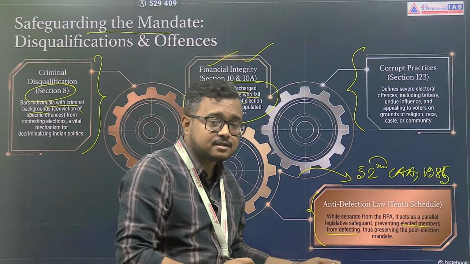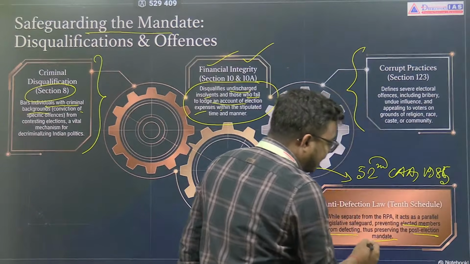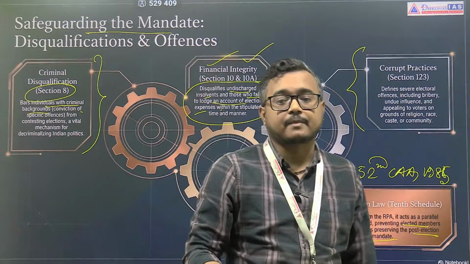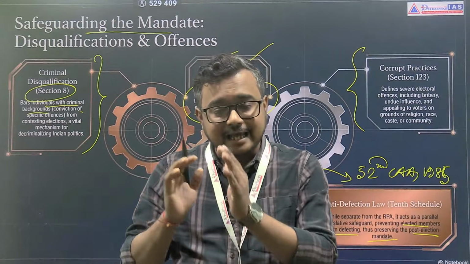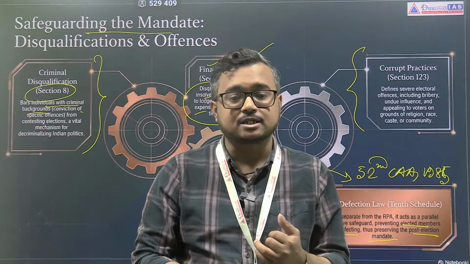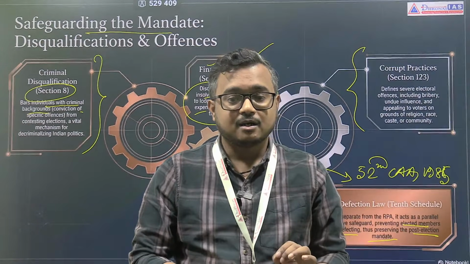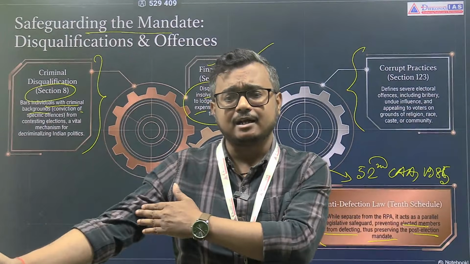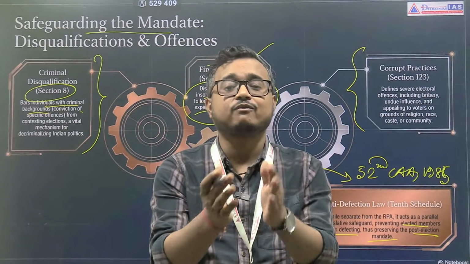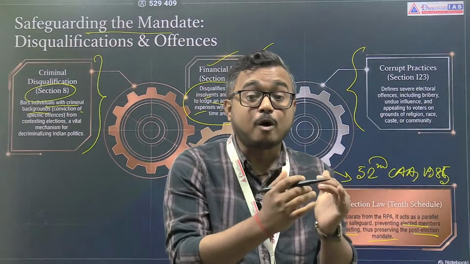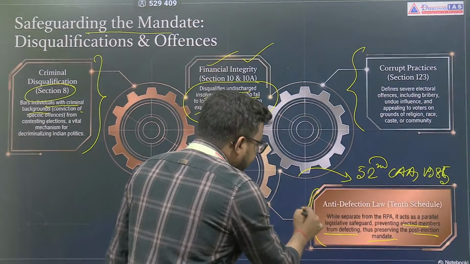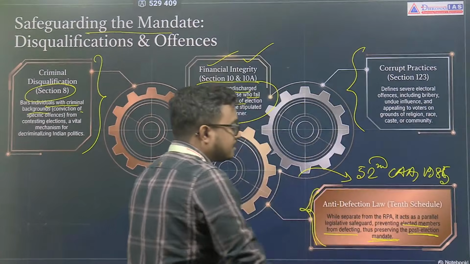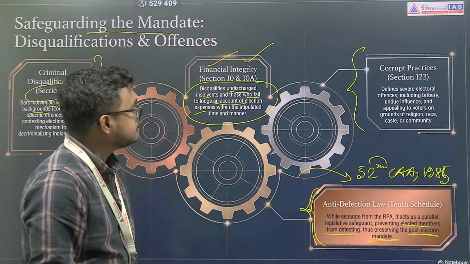And why is this safeguard there? It is just to preserve the post-election mandate. Suppose a particular constituency has chosen a member from a particular political party, say party A, and that member after winning the election has decided to join party B. This actually nullifies the entire mandate, because the people have chosen you to represent them from party A, not party B, and that's why this is a post-election mandate safeguard, right?